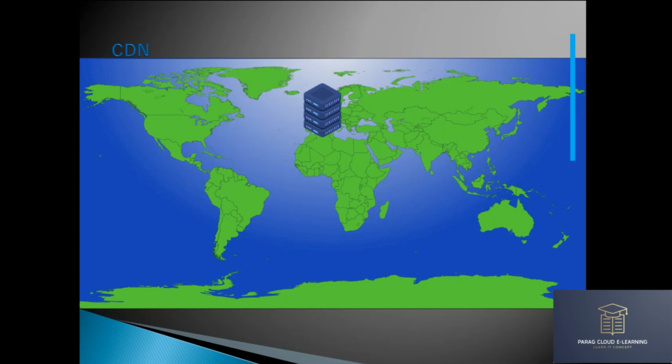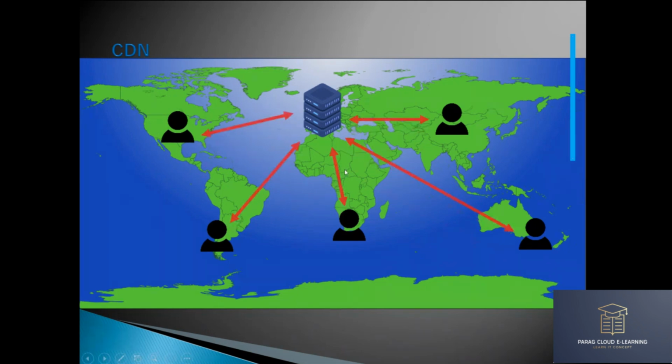So assume that we host a website and that website is somewhere in the European region, let's say London. The server on which our website is hosted is in London city. Now we have different people. We have 1, 2, 3, 4, 5 users who are accessing this website directly, meaning they are accessing this website over the internet.